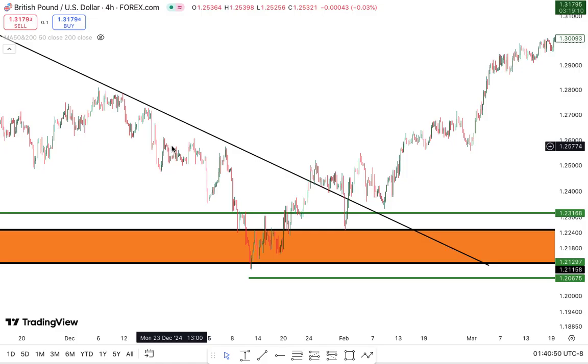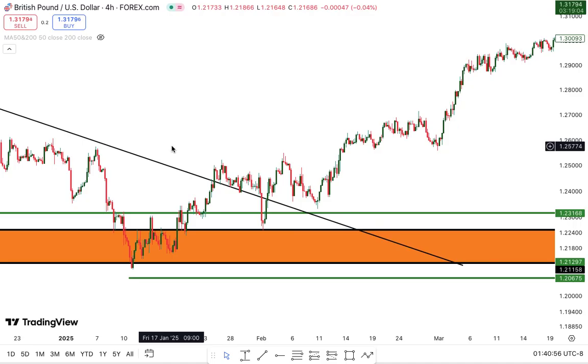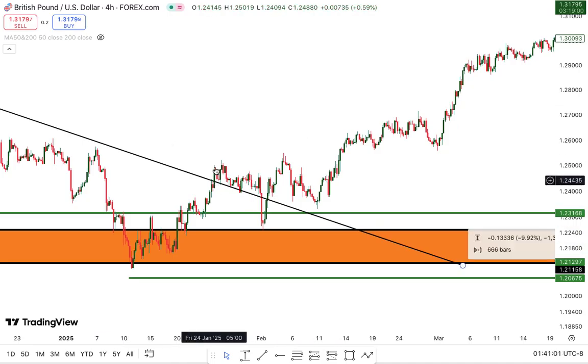But in all you do, make sure that you trade in the direction of the daily and the weekly time frame. Because in this case, the trend has pretty much shifted from bearish to bullish. So this is exactly how it looks here. So entries are here. Let me show you guys something real quick.